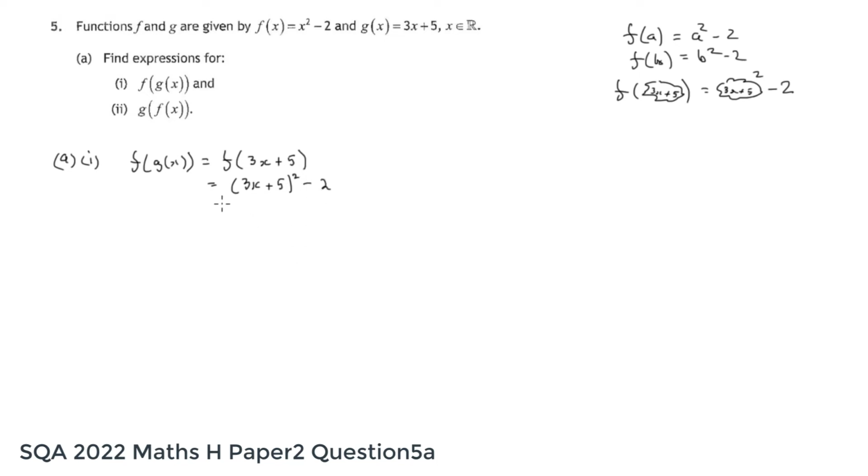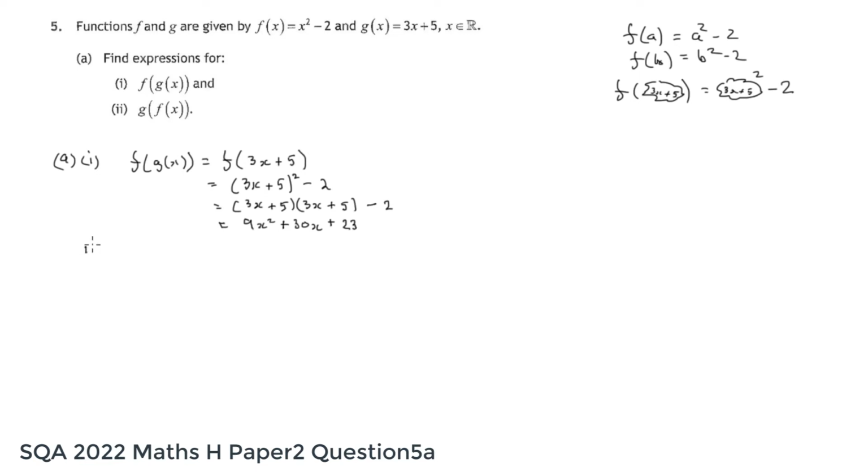Now we can multiply this out. Something squared is multiplying it by itself. It's a couple of linear expressions multiplied, which is a case of first, outsides, insides, last. So the first two terms give us 9x squared. The outside two gives us 15x. The inside two gives us 15x. That's 30x. And the lasts, 5 times 5, is 25. And we take 2 away, we get 23. So there's a nice, healthy quadratic expression for f of g of x.